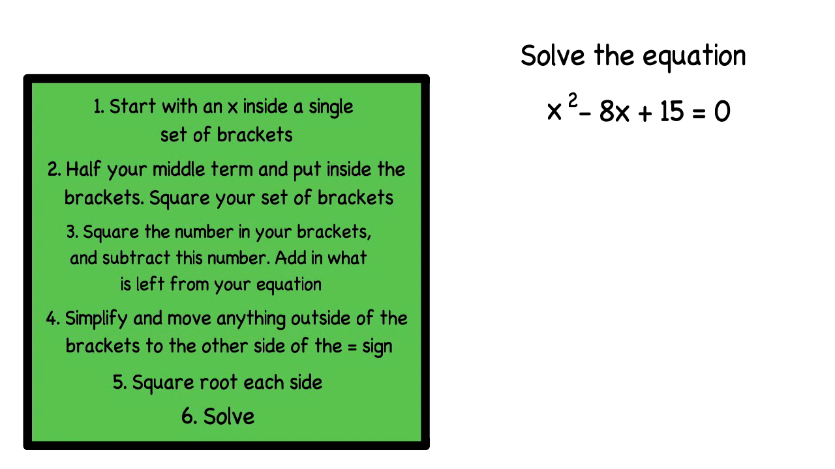So first we would start with an x inside a single set of brackets. Then we would half the middle term to make it -4 and put that inside the brackets and square them. Next we would square that number that we've just written down, so 4 squared is 16 and we would take that away. And then we would add whatever is left, so +15 equals 0.